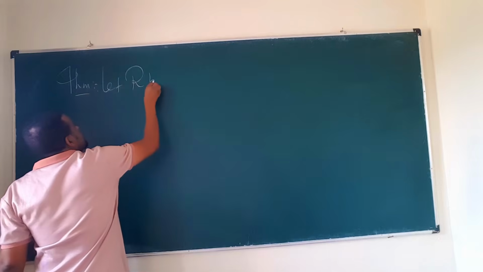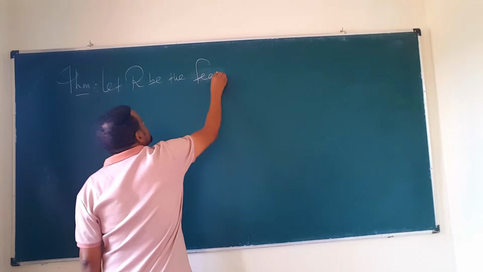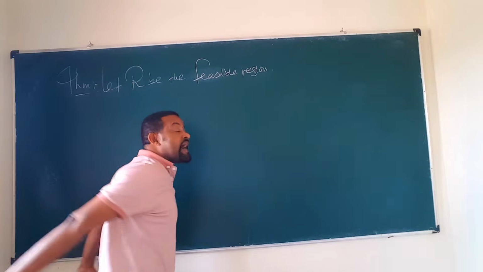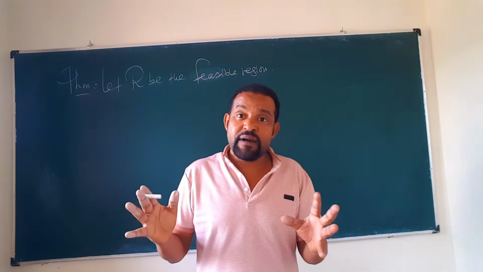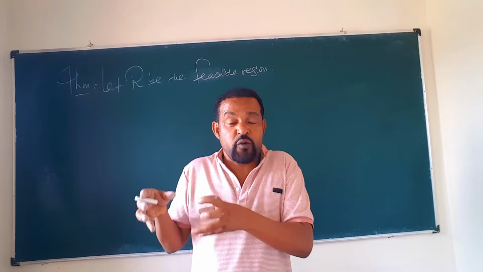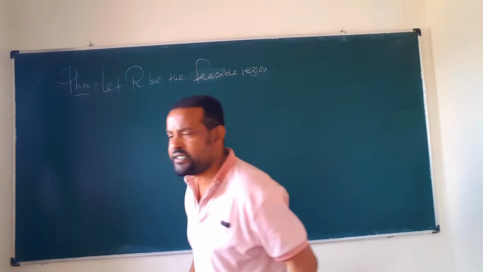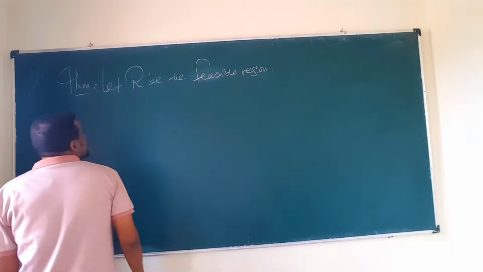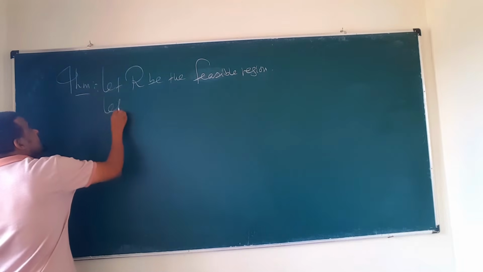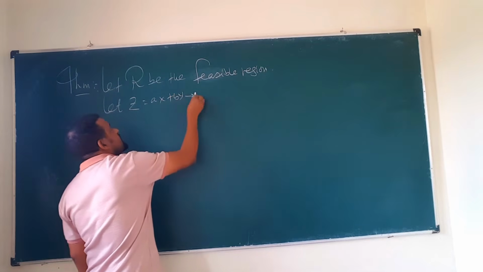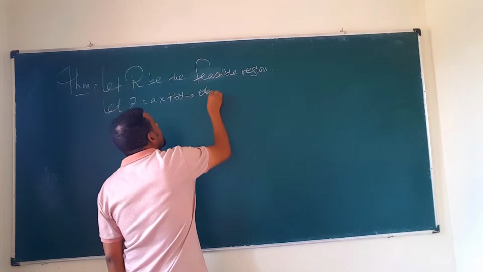So this theorem says that: let R be the visible region. Visible region means the common region of the set of linear inequalities of the constraints or limitations, as discussed earlier. So let R be the visible region and let Z equal AX plus BY be the linear objective function.